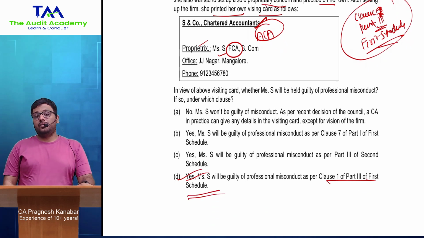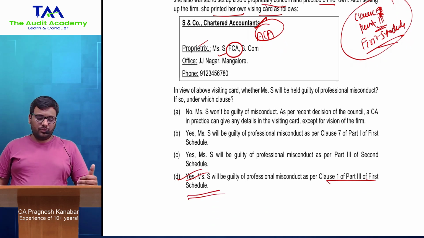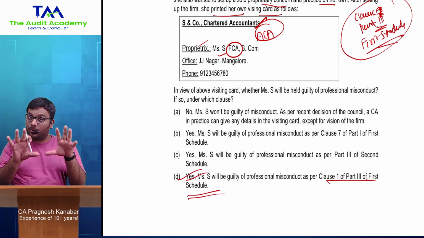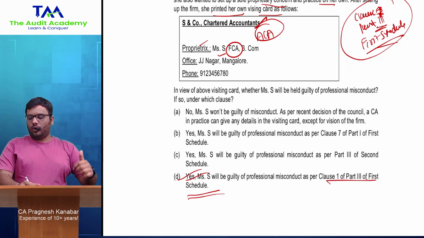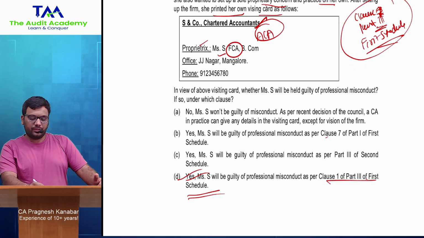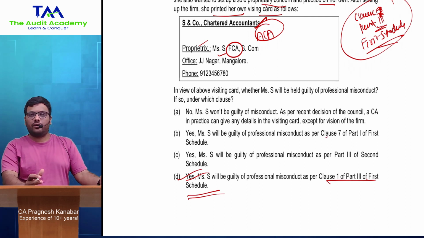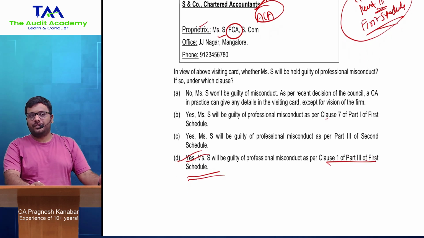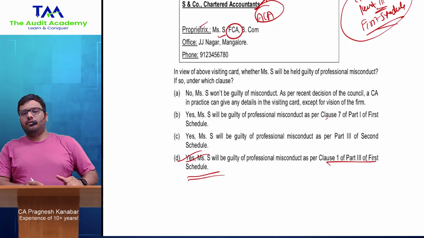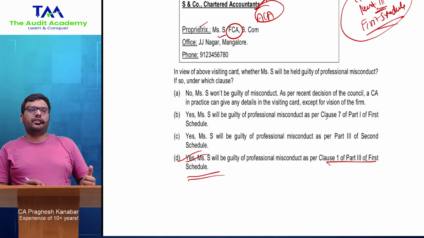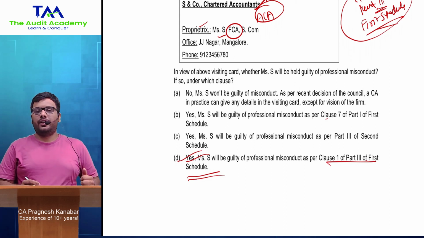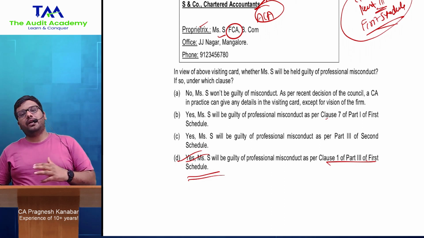Okay. So genuinely speaking, there was no problem with respect to any other part of advertisement over here. But normally when people think about visiting card, they just write clause 7 part 1 first schedule and all of that. So please ensure that you are going with the right option. This is their technique. We spend so much time behind part 1 first schedule, part 1 second schedule, that we end up forgetting that there are other parts of the schedules also.